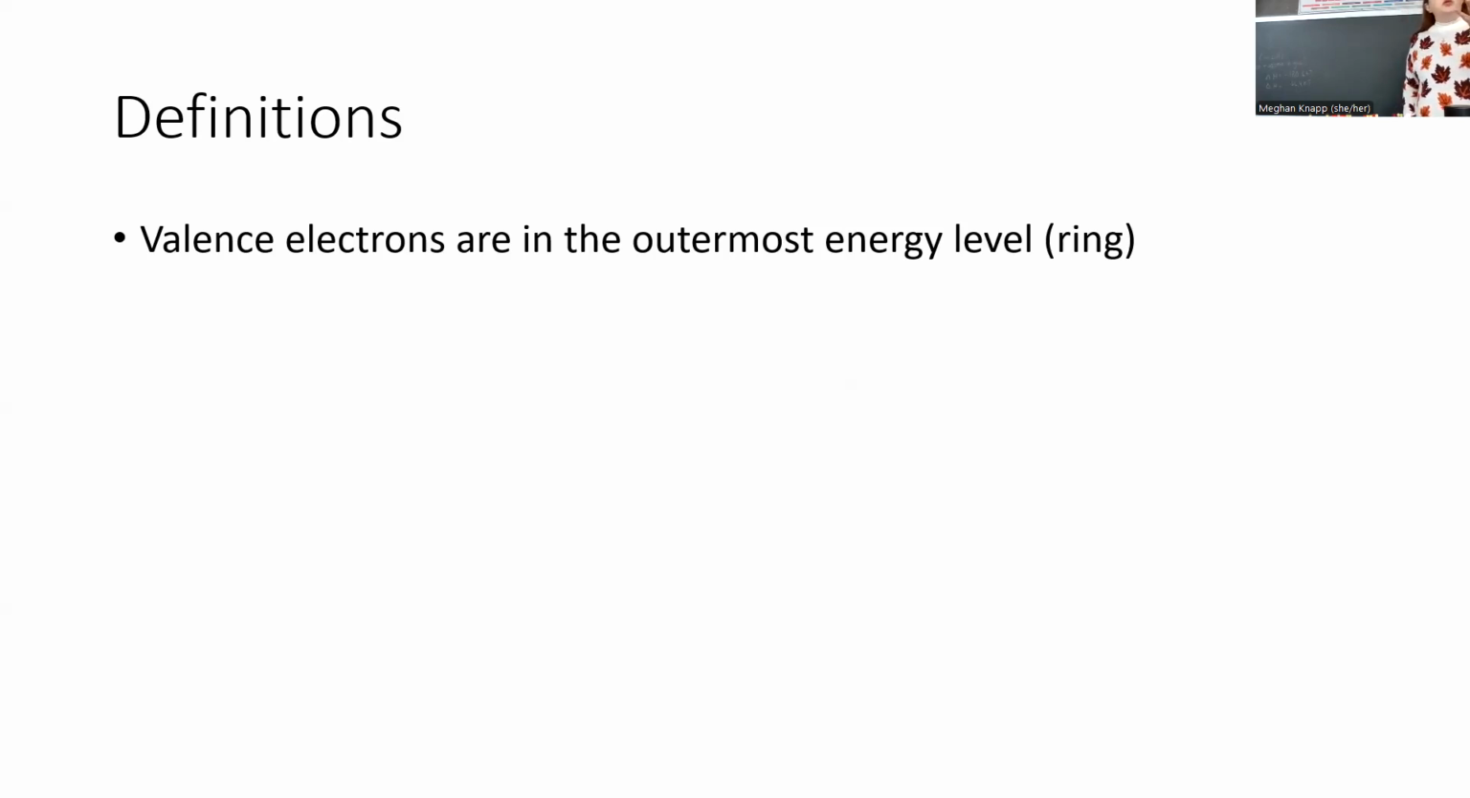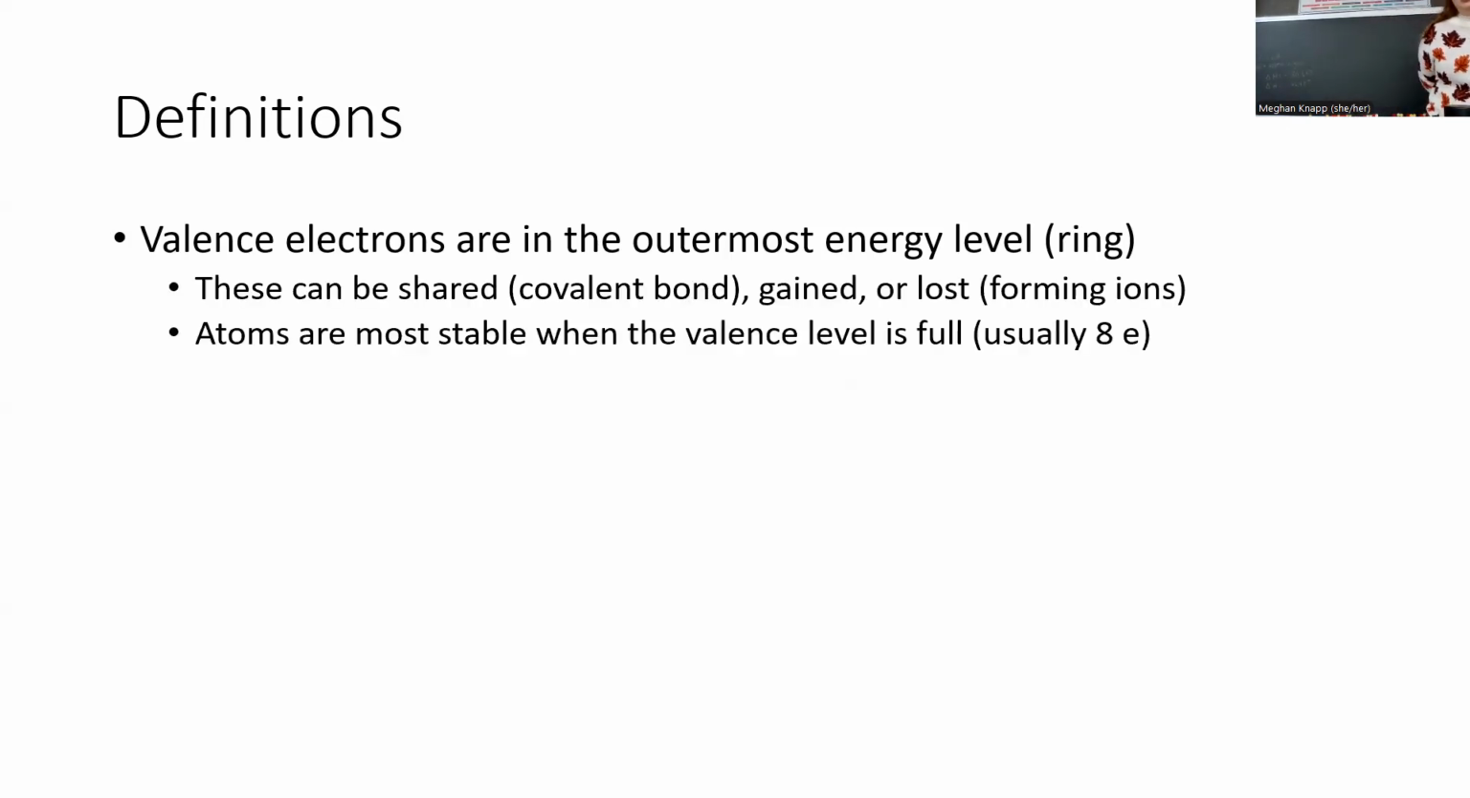If there's very few of them, they might be pulled off. If they just have like one missing spot, they might yank an electron from another atom just so they can fill it up. Okay. So these are shared in a covalent bond or gained or lost to form ions. And then next semester, we'll talk about the octet rule. The atoms tend to be the most stable when this valence shell is full.